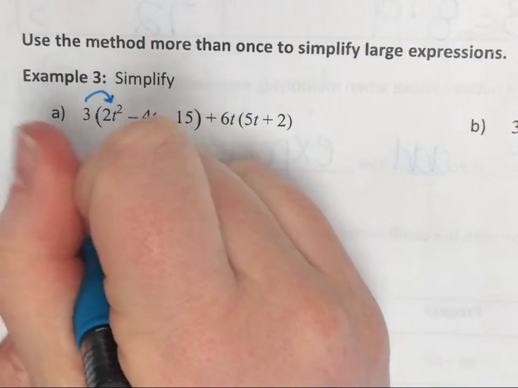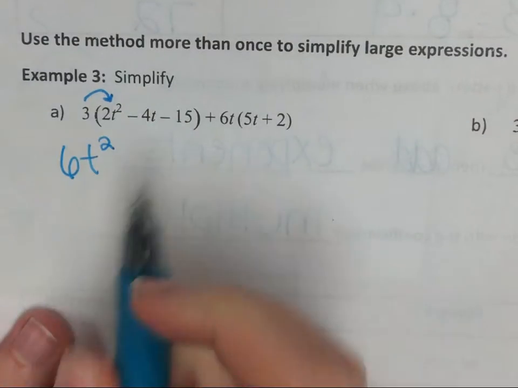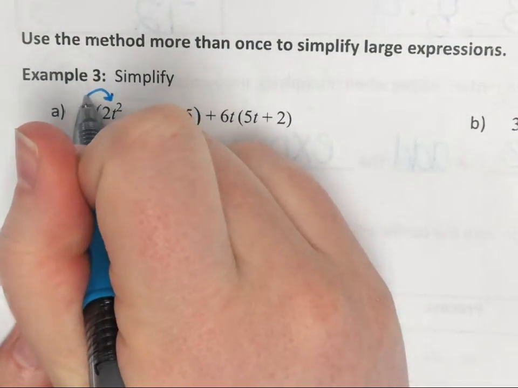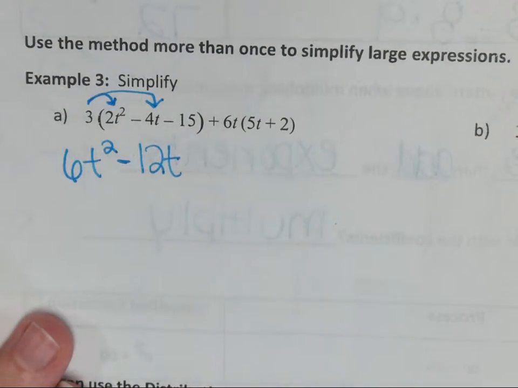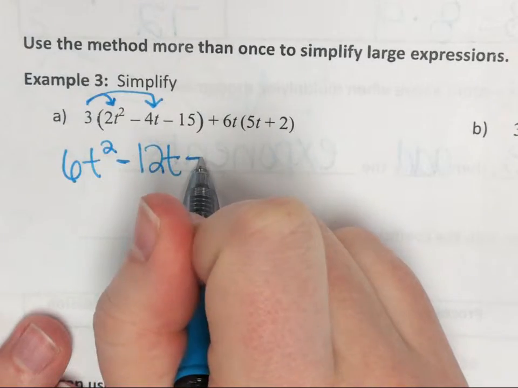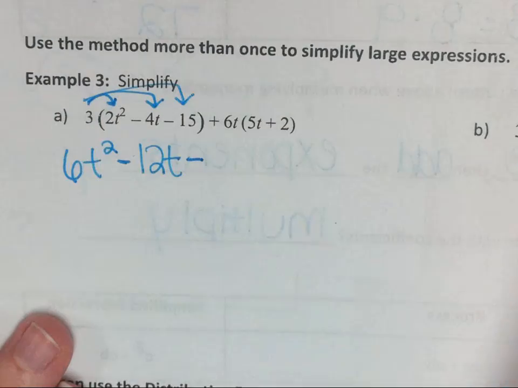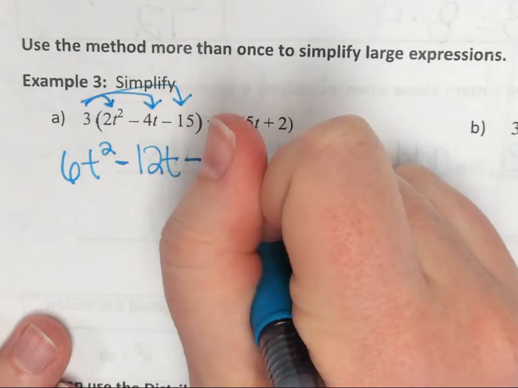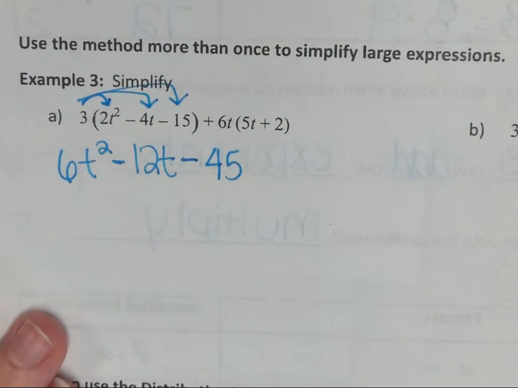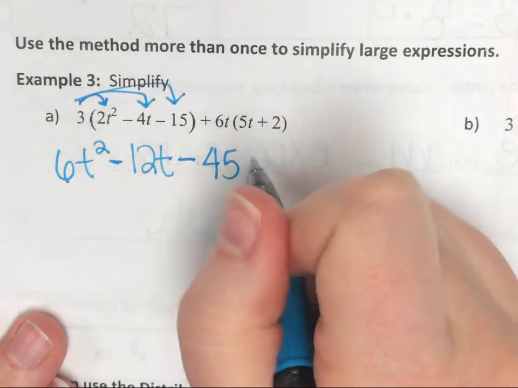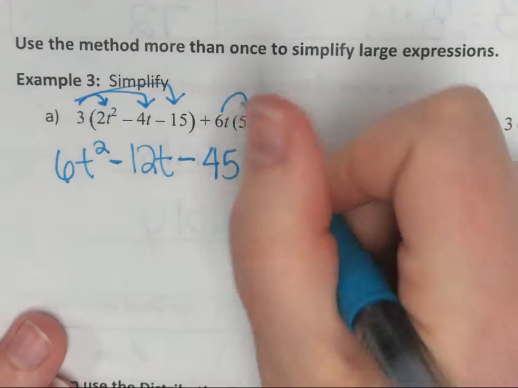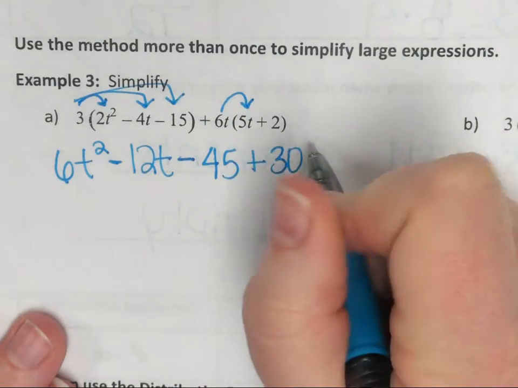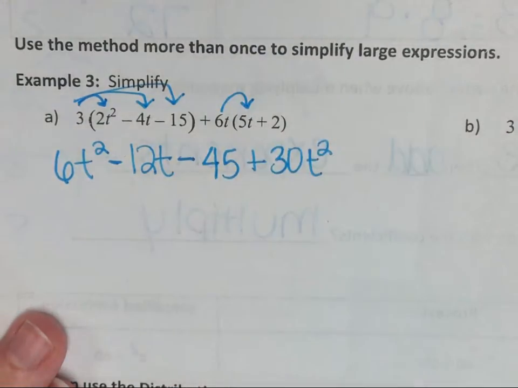So 3 times 2t squared is 6t squared. Minus 3 times 4t, 12t. Minus 3 times 15 is... So that's just the first set. And then you're just going to do what's in the back. So plus 6t times 5t. 6 times 5 is 30. T times t is t squared.